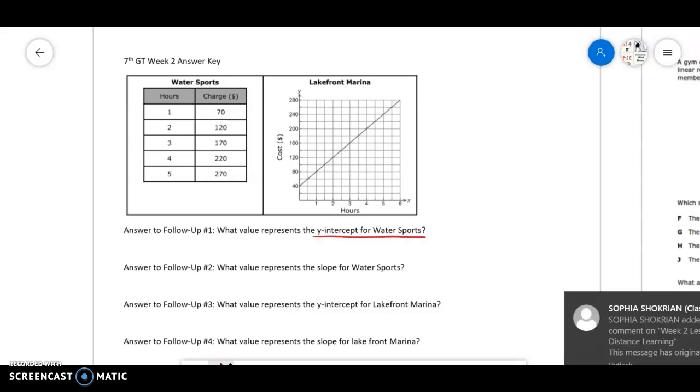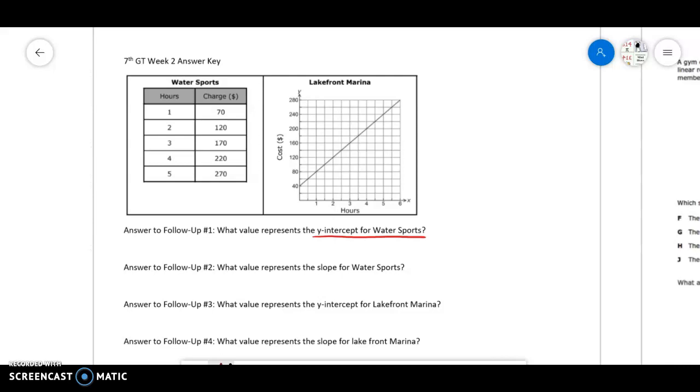So for the water sport, the y-intercept is, you had to go back to 0, and several of you told me 70. That is not the y-intercept. So if we find our change in y and our change in x, that is of course our slope. So I took 50 over 1, I took $50. If you just put 50, I took that.